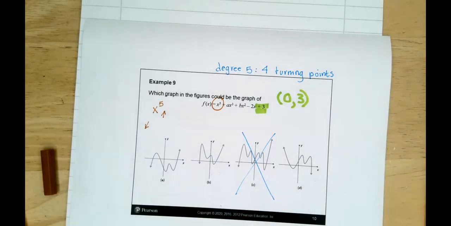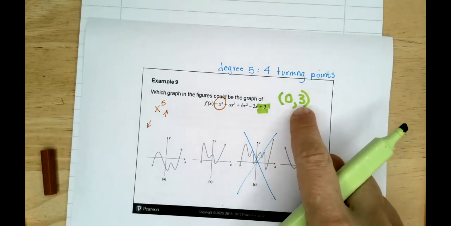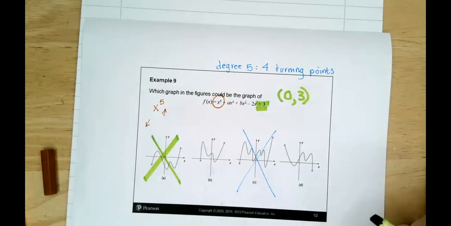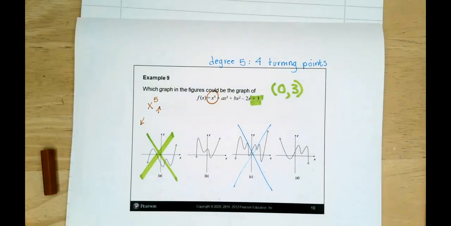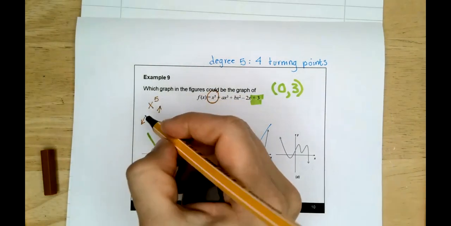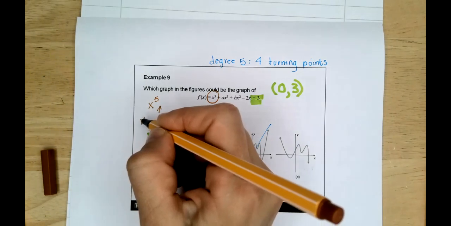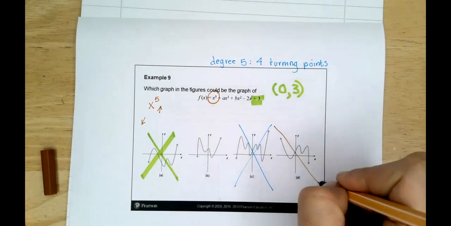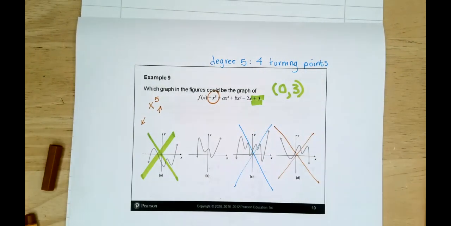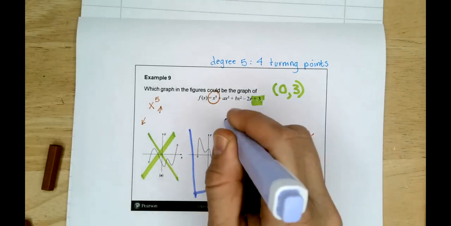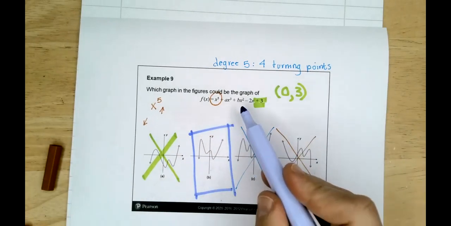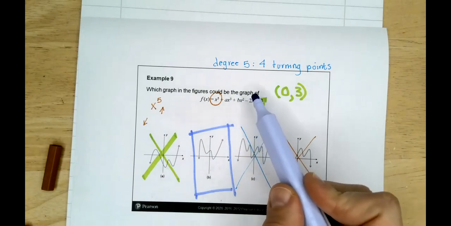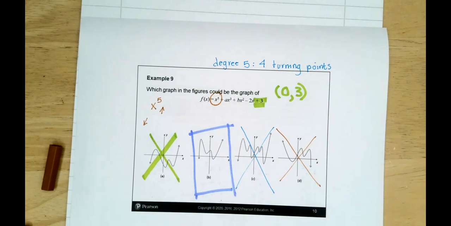All right, let's look at crossing at positive 3. This one does not cross at positive 3. That one might be crossing at positive 3. That one might be crossing at positive 3. Okay, and finally, we're going to look at, does it begin negative to the left and end positive to the right? This one does not. Okay, so I'm going to choose this as a potential graph of x to the fifth plus ax to the third plus bx squared minus 2x plus 3. Good.